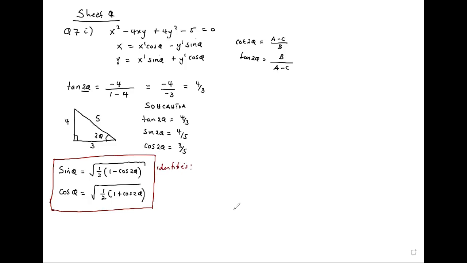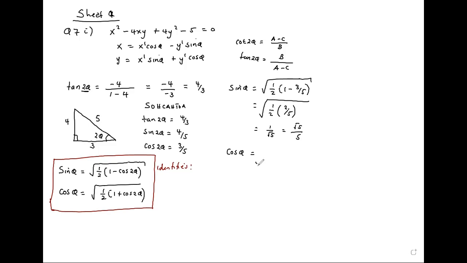So now after you recall this, then you can get your sine theta. So you say, okay, what is sine theta? Sine theta will be the square root of 1 over 2, times 1 minus cos 2 theta, which is 3 over 5. That will be the square root of half. Here you have 5 minus 3, which is 2 over 5. So inside there, you understand that you have 1 over root 5, which is the same as root 5 over 5.